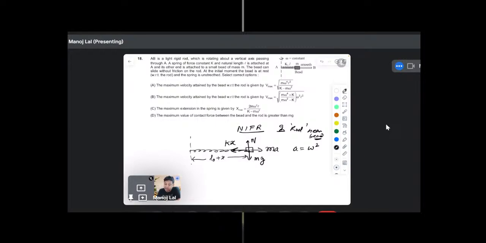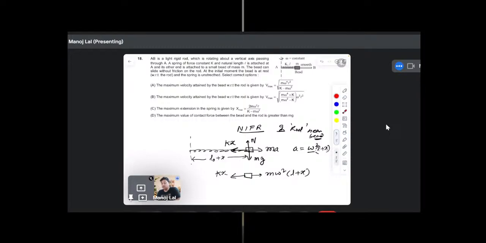The observer is rotating about this point, so the acceleration will be omega square times (L plus x). I hope you got this. This is the acceleration of the observer, and the radius is L naught, the natural length of the spring, plus x, the extension or elongation at some moment. So the force acting on the bead will be along the rod, kx and m omega square (L plus x).